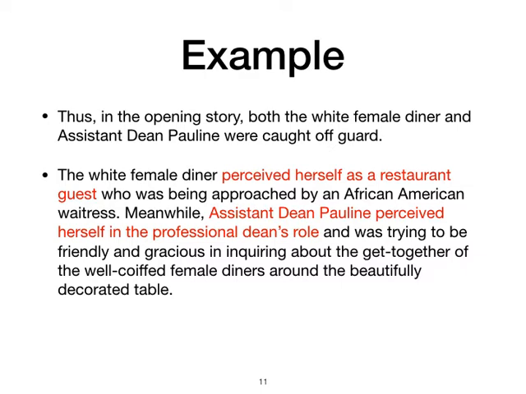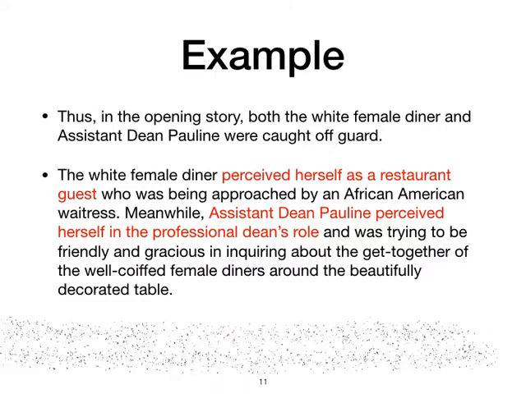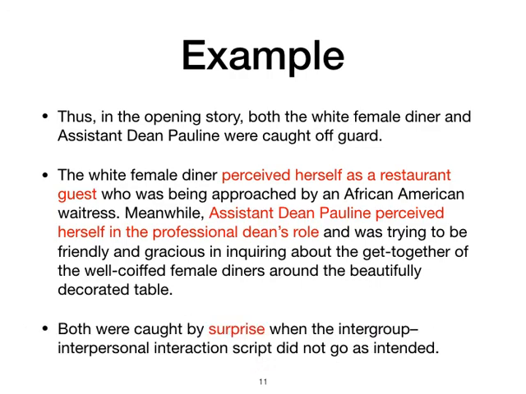Meanwhile, Assistant Dean Pauline perceived herself in the professional dean's role and was trying to be friendly and gracious in inquiring about the get together of the people and the beautifully decorated table. So both were caught by surprise when the intergroup interpersonal interaction script did not go as intended. This is a classic example of when the interaction did not go as intended. It didn't go as it should have gone. It created an awkward moment, it created uncertainty, and that's how it is.